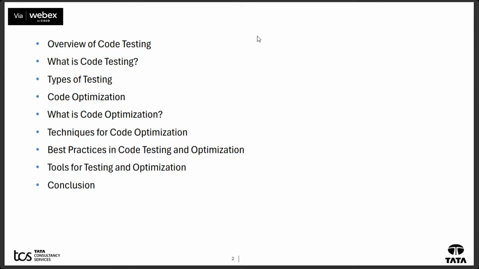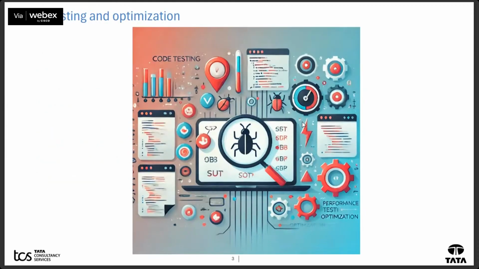So this is what the agenda looks like. I'm going to cover what is code testing, the types of testing, code optimization, the techniques for code optimization, then best practices and tools for testing and optimization.